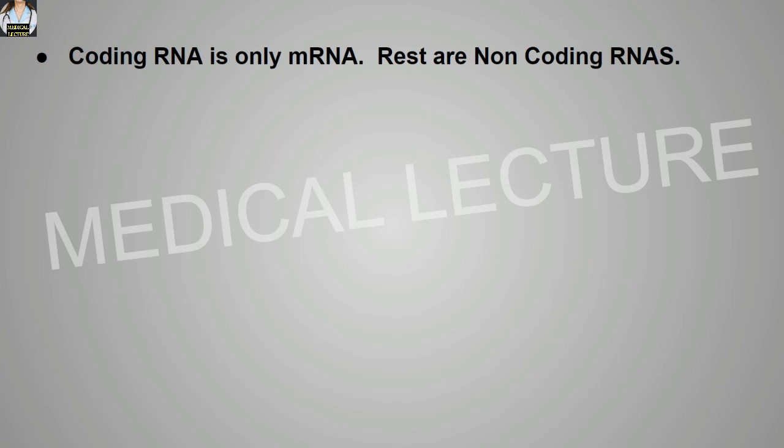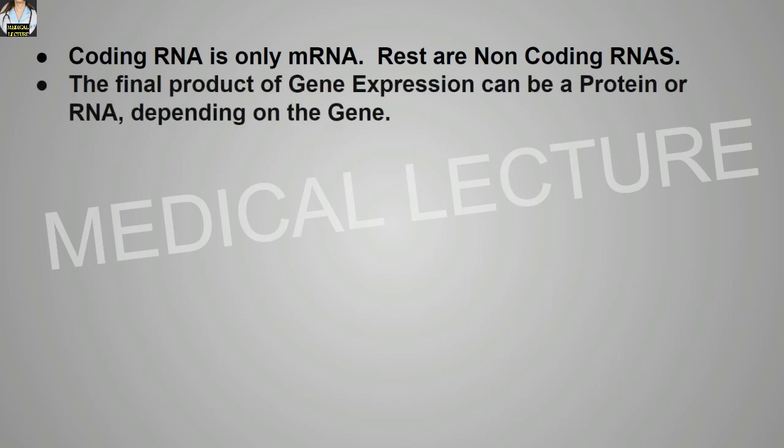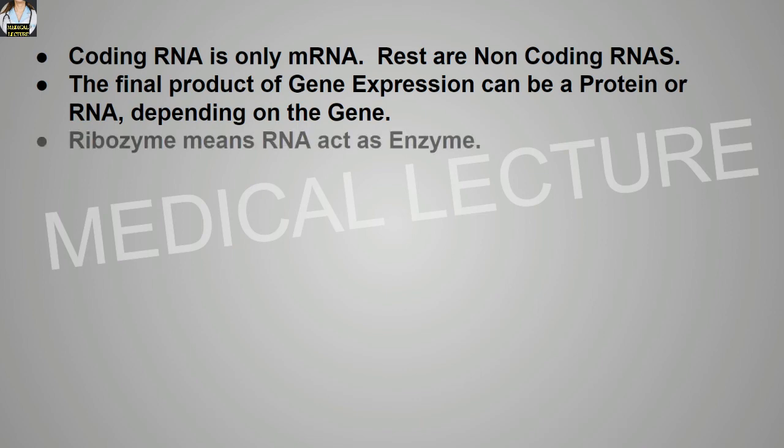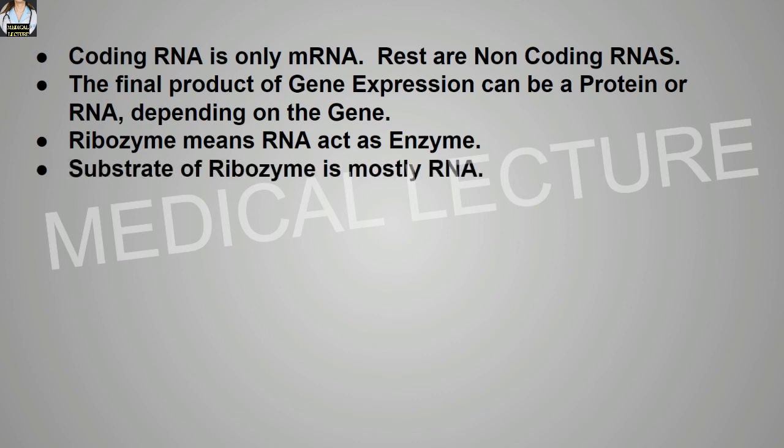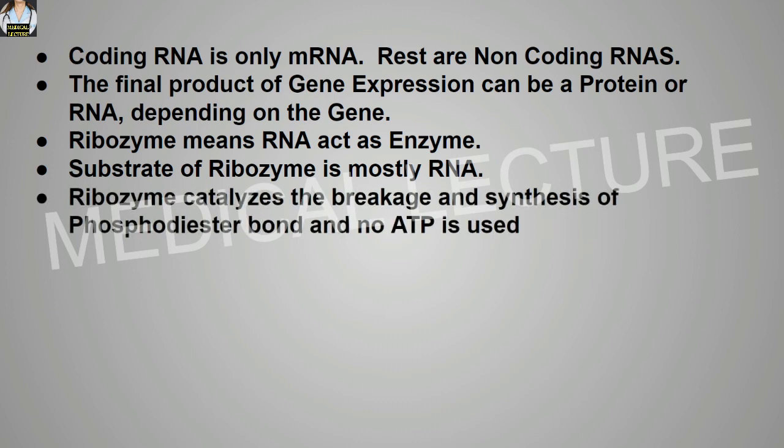Coding RNA is only mRNA. The rest are non-coding RNAs. The final product of the gene expression can be a protein or RNA depending on the gene. Ribozyme means RNA acts as an enzyme. The substrate of the ribozyme is mostly RNA. Ribozyme catalyzes the breakage and the synthesis of the phosphodiester bond, and no ATP is used over here.